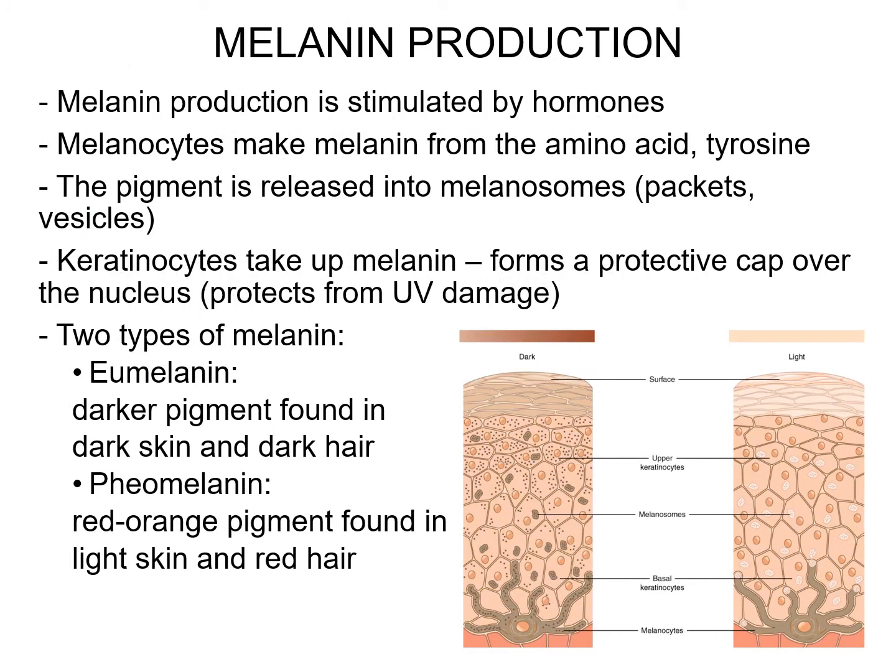How we actually make melanin is a pretty neat process. It is stimulated and dictated by hormones, and a very important amino acid comes into play, something called tyrosine. It's just one of those 20 amino acids that eventually build into different proteins. Now, the pigment is released into these little packets called melanosomes, and the keratinocytes take up the melanin and kind of form this shield or barrier.